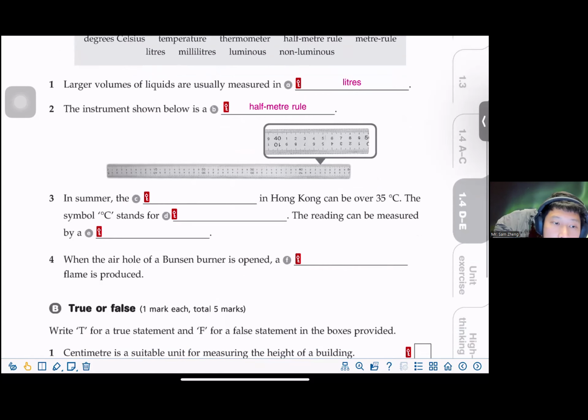In summer, our temperature in Hong Kong can be over 35 degrees Celsius. When we see degree Celsius, it must be related to temperature. Next, the symbol °C stands for the full term degree Celsius. Remember that Celsius is a person's name, so you need to write the C of Celsius in a capital letter. Next, the reading can be measured by a thermometer.